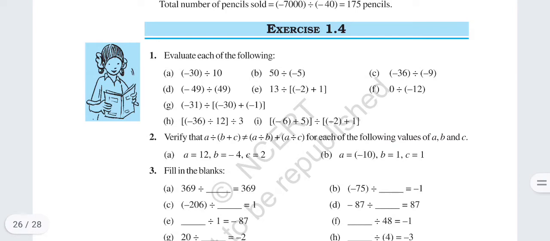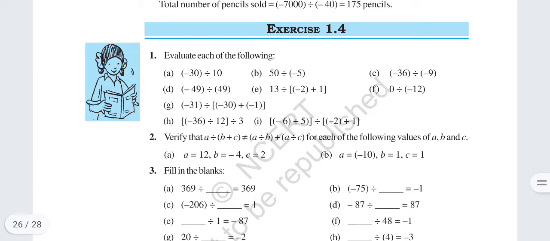Everyone, today we are back again with our math class, and here today we will start from our chapter Integers of class 7. As we have completed up to exercise 1.3, today we are going to start from exercise 1.4. In the previous exercise we learned how to multiply two integers, and in this exercise we will learn how to divide two integers. So without wasting time, let's get started.